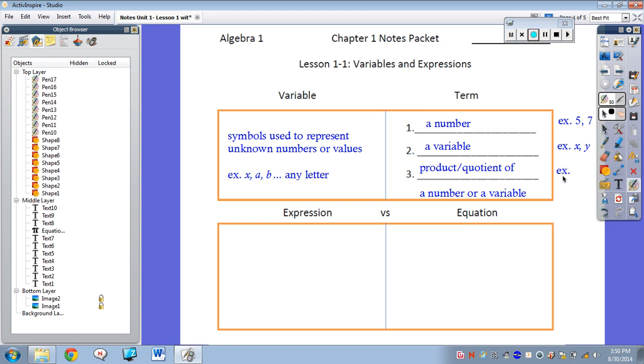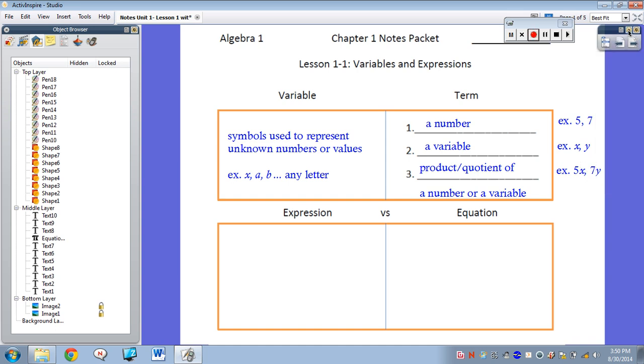So if you're looking at an example, 5x, so that's a number and a variable combined, and you're multiplying them together. The operation in between these two is multiplication. Another example could be 7y. Again, you're multiplying 7 times y. But quotient is dividing, so another example could also be the variable divided by a number. So it's a combination of both a variable and a number.